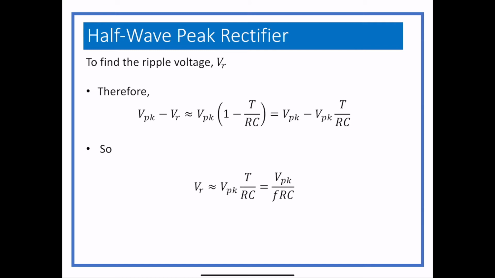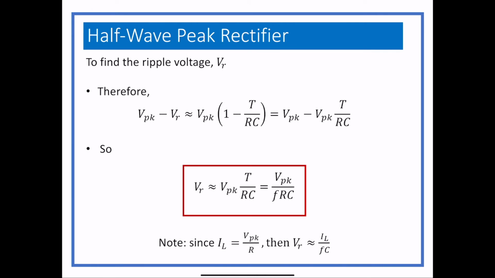And since we usually know the frequency more than we know the period, we change it to V peak over F RC, which is quite an important equation when we are dealing with rectifier circuits. Also, make note of the fact that the load current is going to be equal to V peak over R, so VR can also be approximately found by taking the load current and dividing by the frequency times the capacitance. So that's another way to find it.